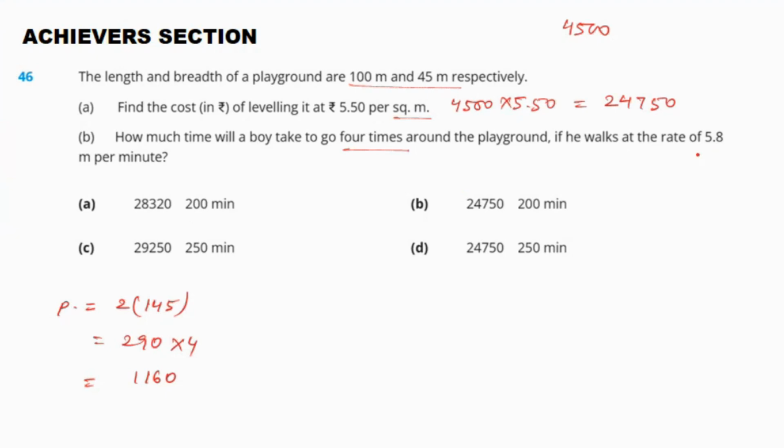And if he walks at the rate of 5.8 meter per minute, how long will it take? For that, we need to divide 1,160 meters by 5.8, and we will get the time, which is 200 minutes. So this is 200 minutes. So the first answer is 24,750 and the second is 200.